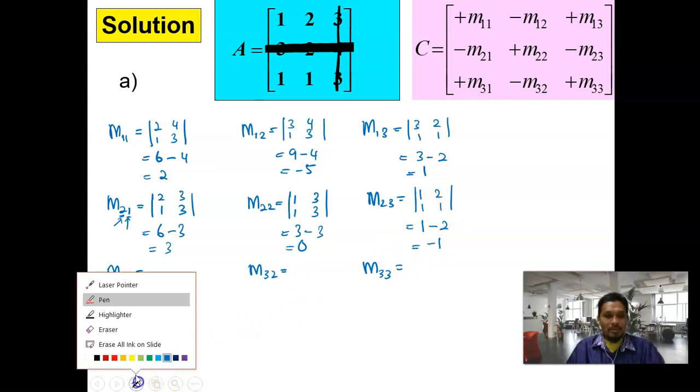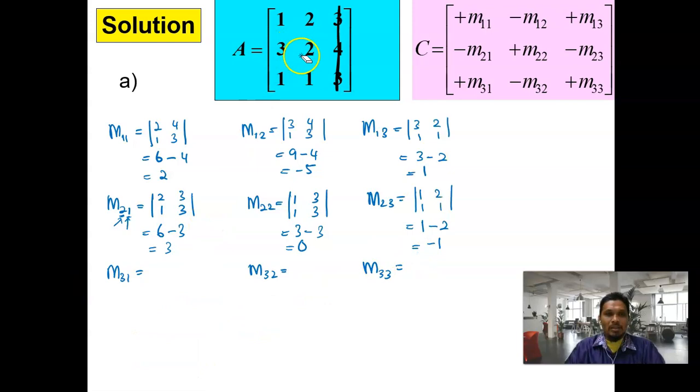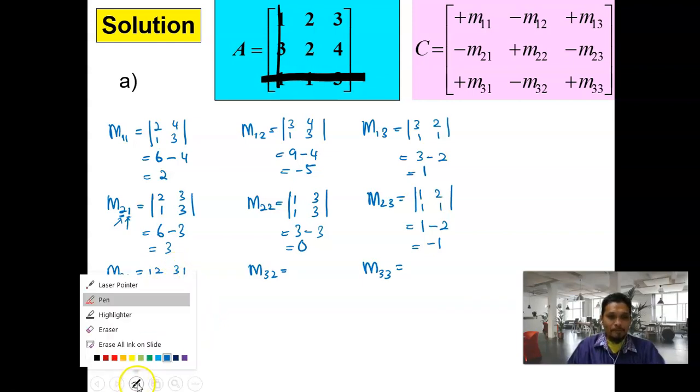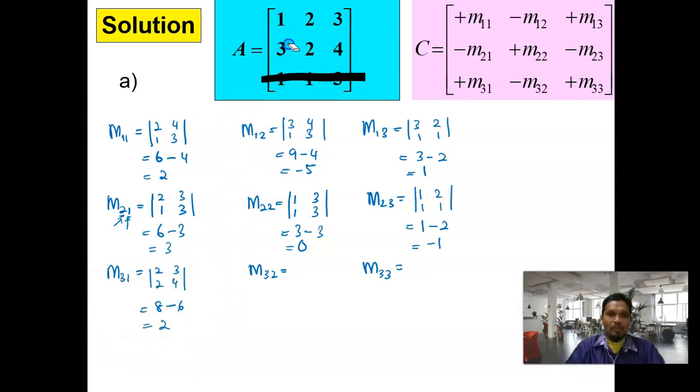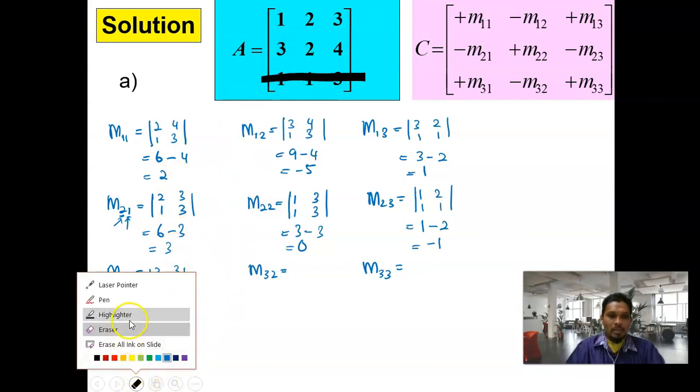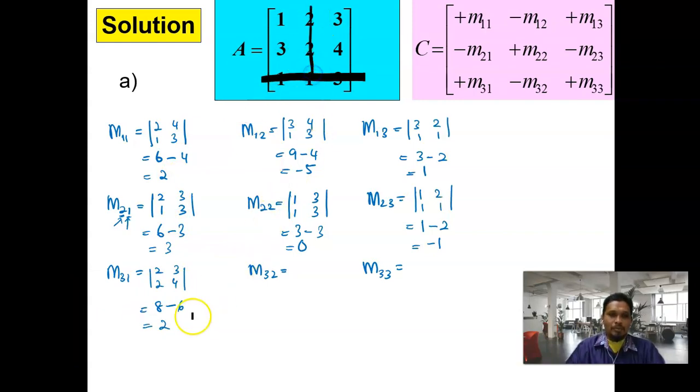Okay, now it's time for us to look at the elements in row 3. Hide the elements in row 3 and column 1 first. So what's happening now? 2, 3, 2, 4. 2 times 4 equals 8, minus 3 times 2 equals 6. 8 minus 6 equals 2. Okay, column 1 done, then let's go to column 2.